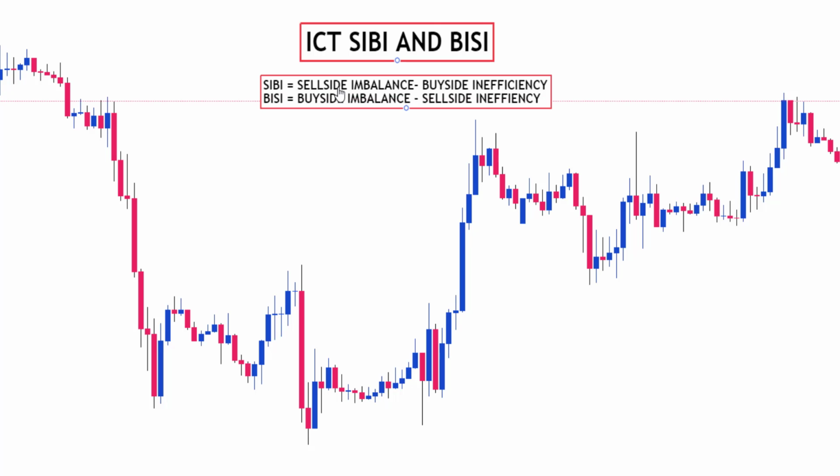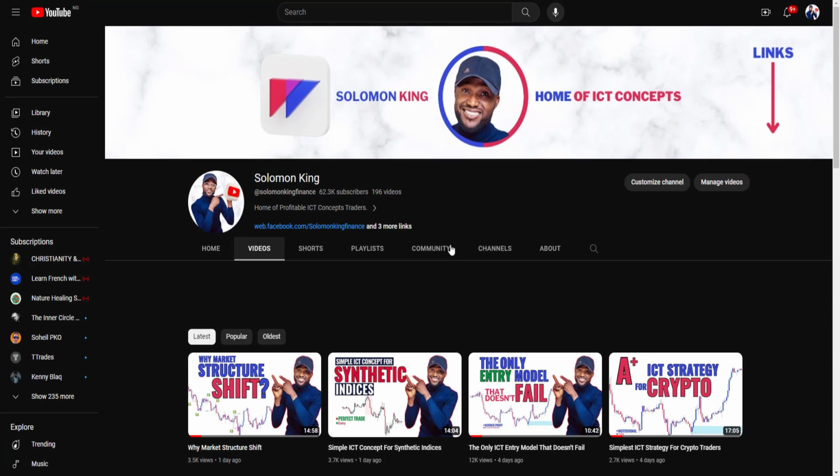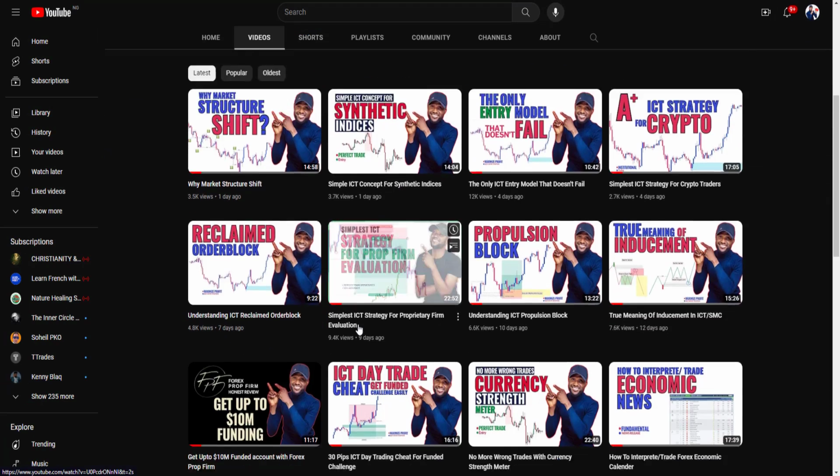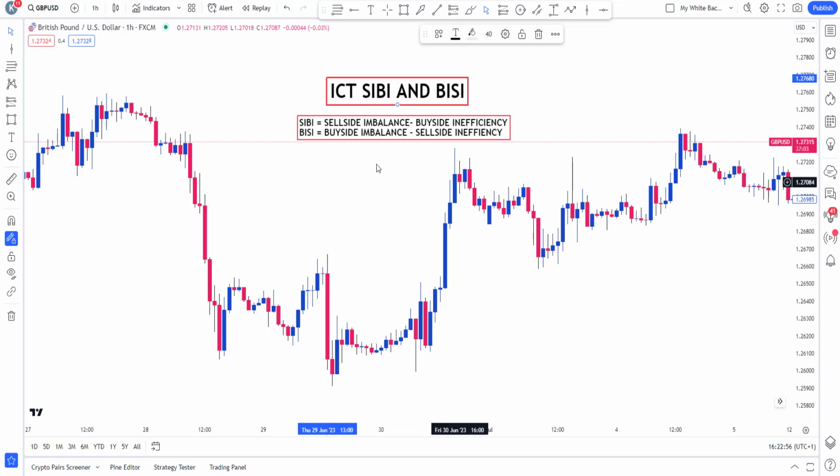CB stands for sell side imbalance, buy side inefficiency, and BC stands for buy side imbalance, sell side inefficiency. In simple terms, this is what we call a fair value gap. The only difference is that this determines whether the fair value gap is a bullish fair value gap or a bearish fair value gap. Now I will have to go into explaining both a fair value gap and then bring in this particular concept, because some of you don't even know what exactly is a fair value gap, even though I already have so many videos where I explained the concept of fair value gap. You can find that on my YouTube channel, so many videos that you will really love to watch. So let's get into it.